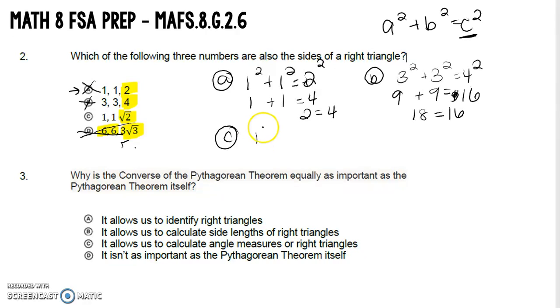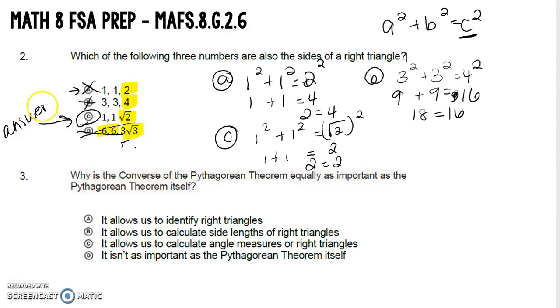So let's try out C. If I square the square root of 1, and I add that to the square root of 1 squared, 1 squared plus 1 equals, when you square a square root, remember that number just pops right out. So 2 equals 2, my answer would be C. All right. So when you're trying to test the Pythagorean theorem, a squared plus b squared equals c squared.